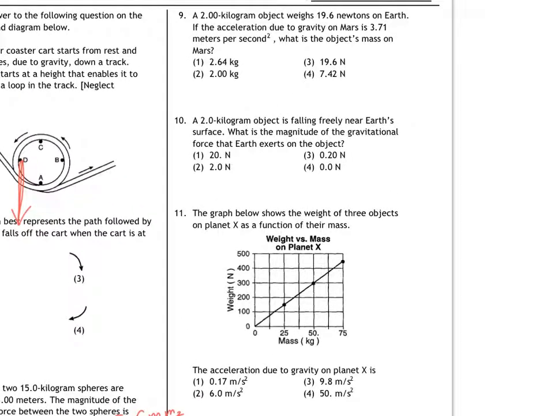Alright, number 9. A 2-kilogram object weighs 19.6 newtons on Earth. If the acceleration due to gravity on Mars is 3.71 meters per second squared, what is the object's mass on Mars? This is a trick question. Object's mass is going to be the same anywhere in the universe, so 2 kilograms.